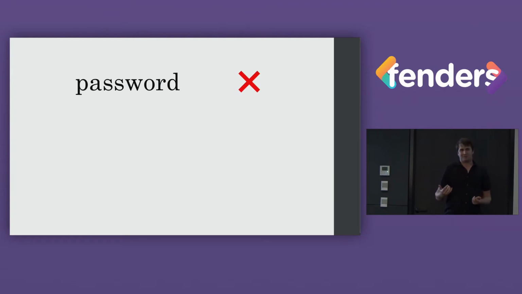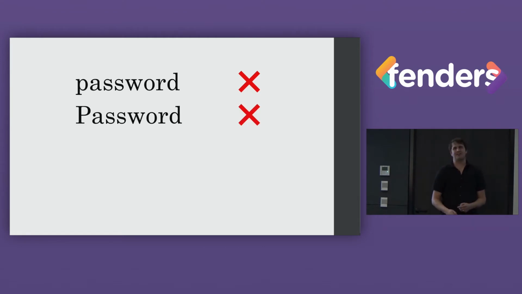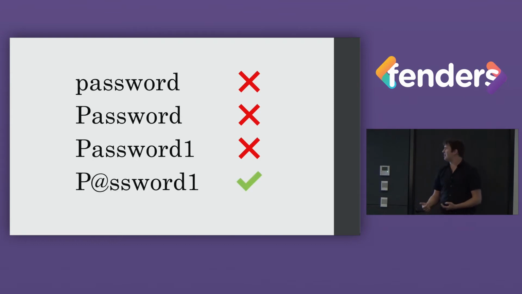So we're not good at creating passwords. We already know password with a little p and a little d and all that stuff is a bad password. But that's fine because we've got password complexity rules. We'll put a capital letter in or a number on the end. Maybe replace a symbol, and now we've got our perfect password.